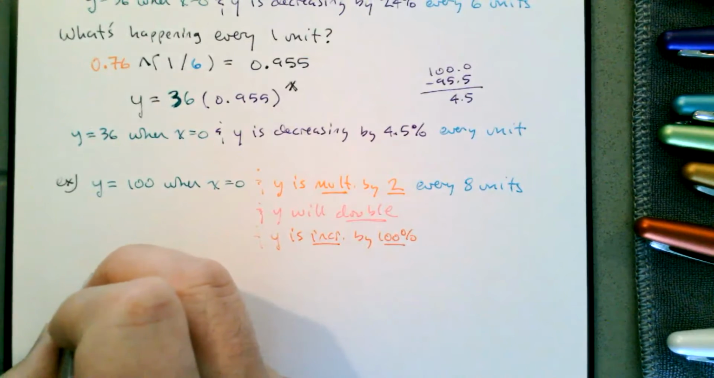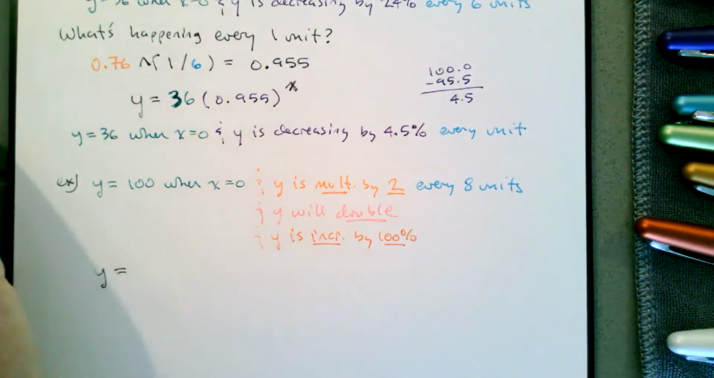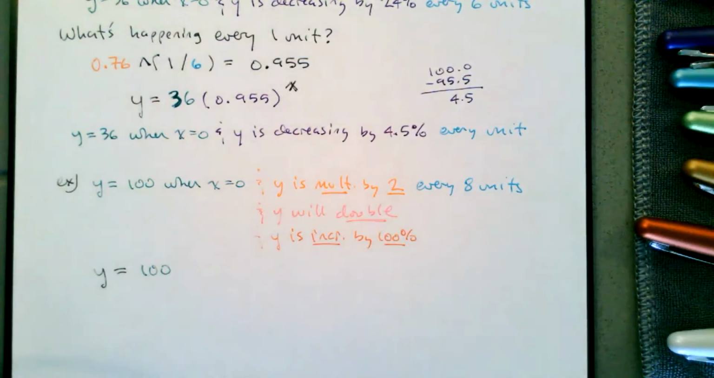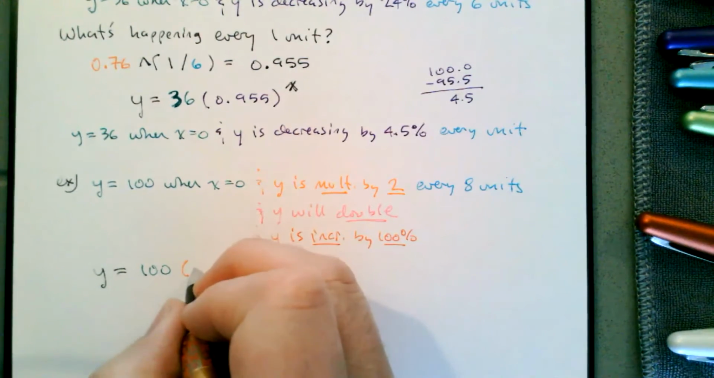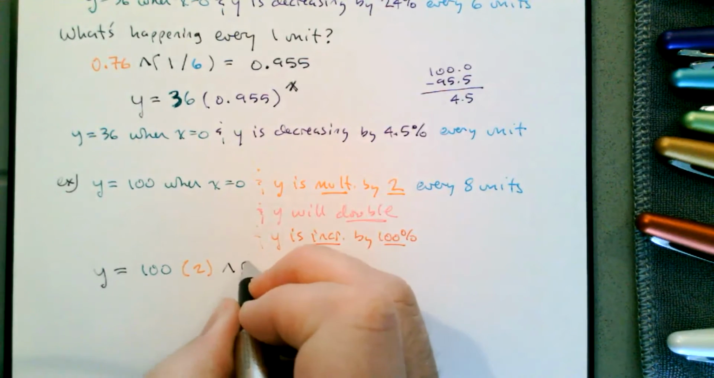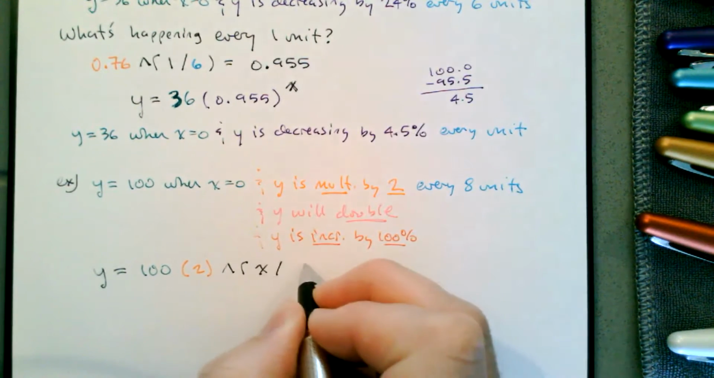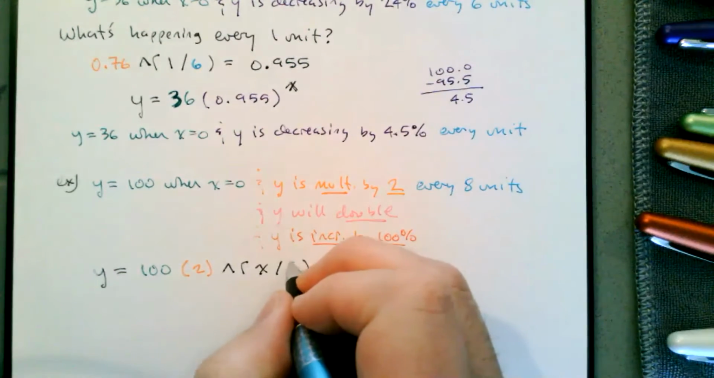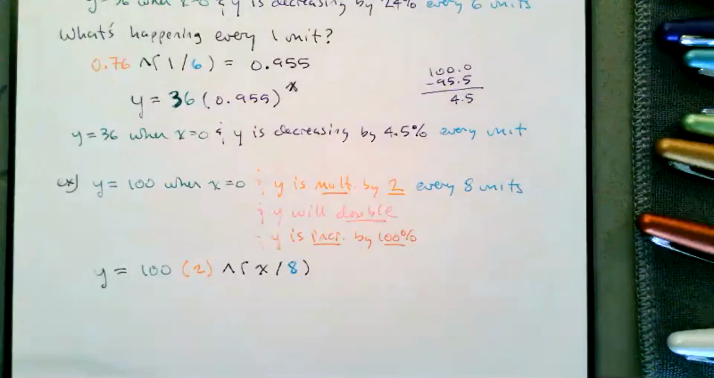Let's turn this into a function that we can work with. Y is equal to, we start off with 100 and we're going to multiply by 2 a bunch of times. So we'll raise this to an exponent. And the step size is 8, so we'll raise this to the x divided by 8. So here's an equation that says y is 100 when x is 0, and y is multiplied by 2 every 8 units.